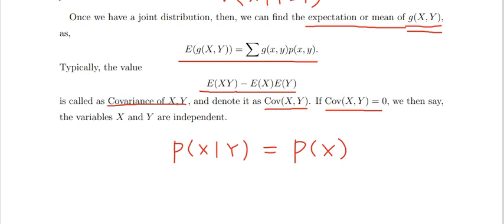So for independence, we have two definitions. Those two definitions are almost equivalent, but not exactly. For some extreme situations, x and y may be independent in one definition but not independent in the other. But this is not a big deal. We just say that covariance equals 0 basically means they are not related. They are independent. Okay.